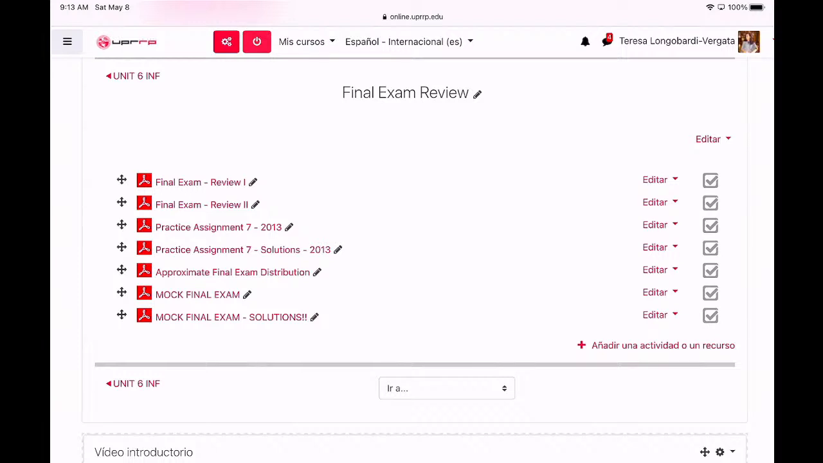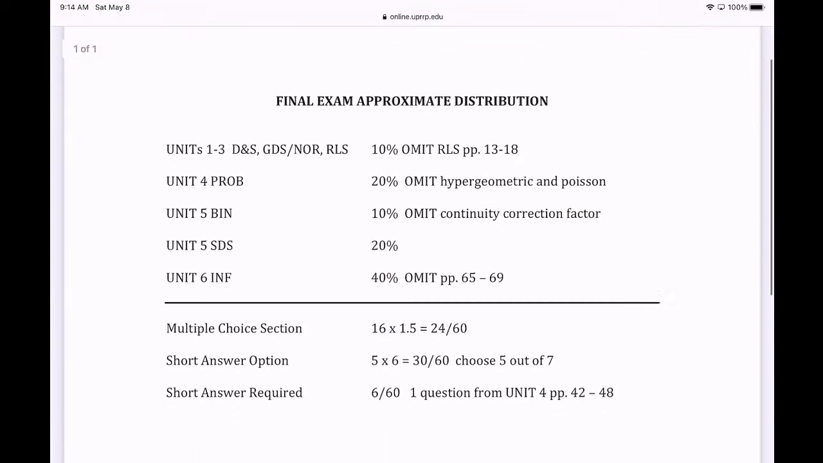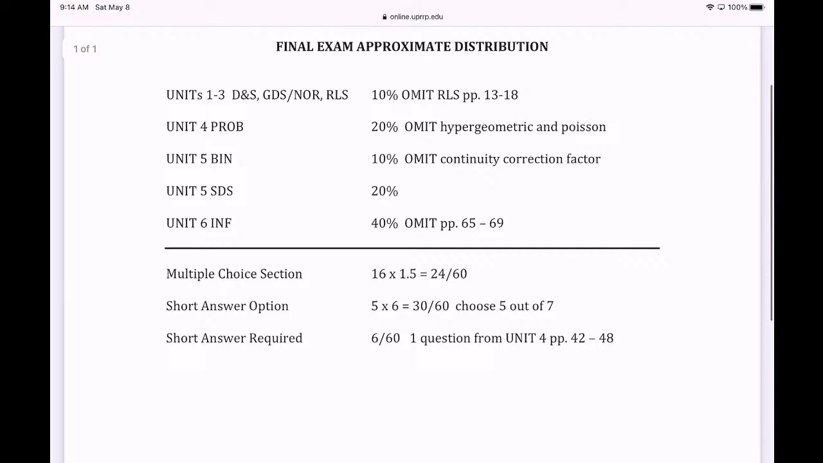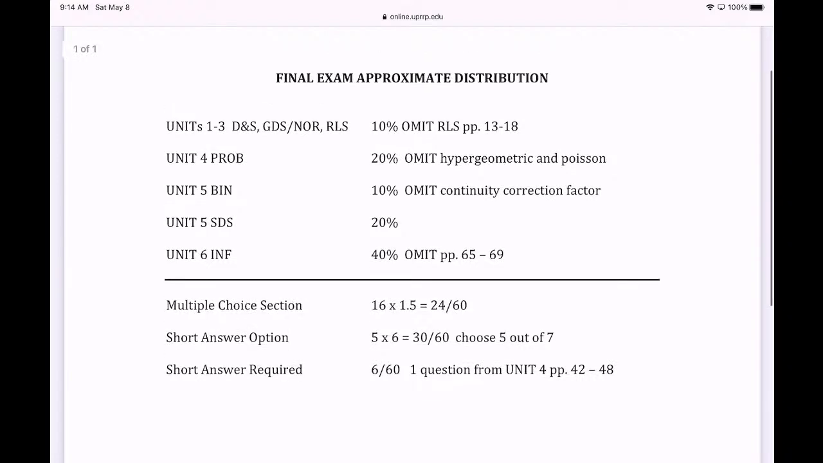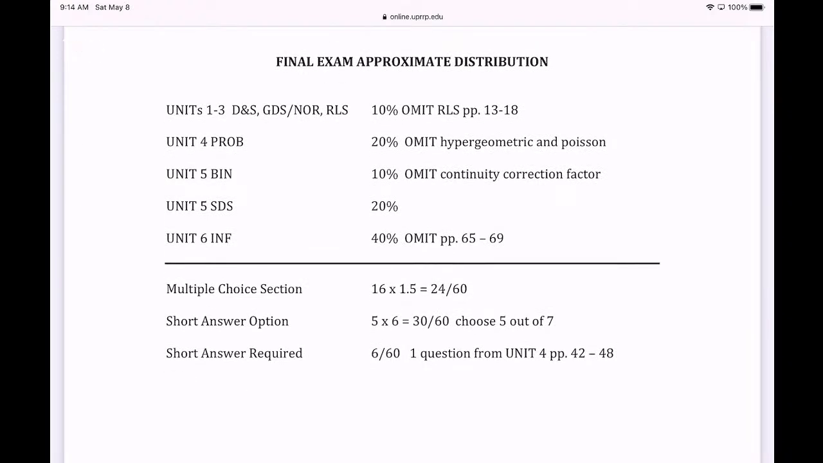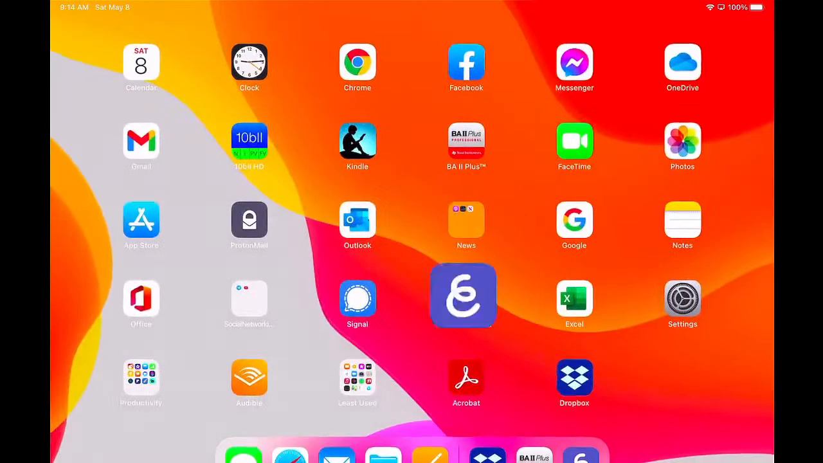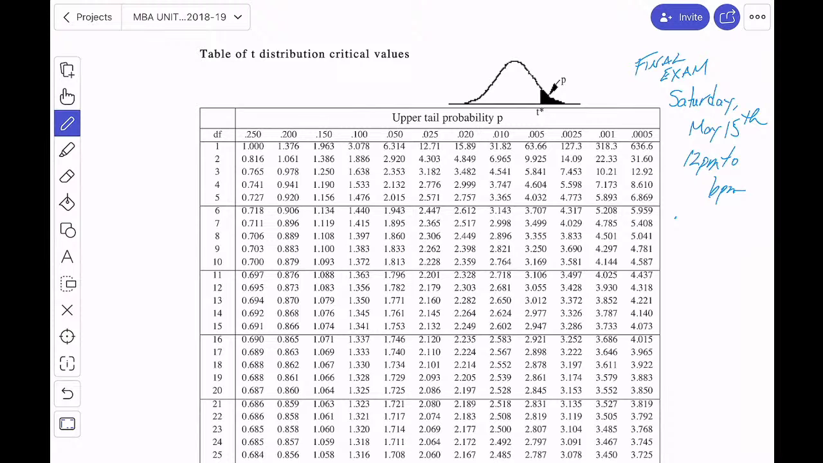Yeah, it looks very blurry when it's small. Any questions? So Alec, we just talked about the final exam. You should check out the exam distribution, what it's going to look like, and the format. There'll be a multiple choice section, a short answer option, and short answer required portion. So there'll be A, B, and C, and I'll have them all in Moodle for you to answer. And as we said, the test will be from 12 to 6 on Saturday, May 15.